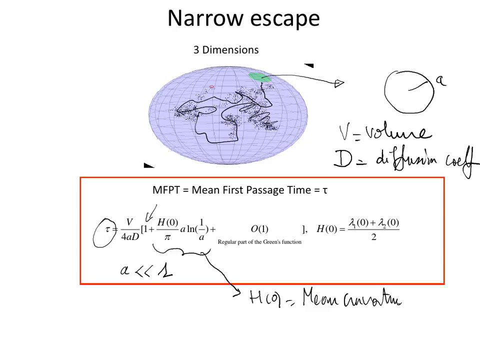This is the mean curvature at the center, let's call it O, at the center of the hole, which is given here using the principal curvatures lambda 1 and lambda 2. And then there is a third term which we are not going to describe here. This is the order 1 term, and it contains the information about the initial position of the Brownian particle when it started moving. This has been calculated for the sphere using the regular part of the Green's function by the group of Michael Ward at the University of British Columbia.